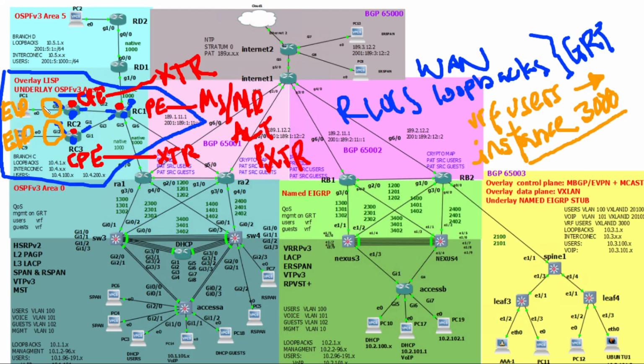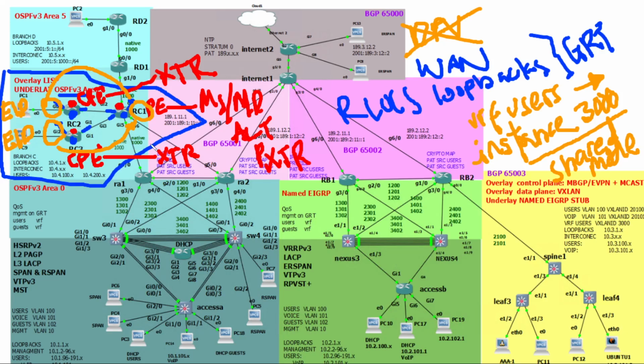So in this way, we are going to be able to transport traffic for the VRF users from the CPEs to the PE without having to use data path virtualization. We don't need to do that because this is not VRF Lite. This is the shared mode VRF support for LISP.